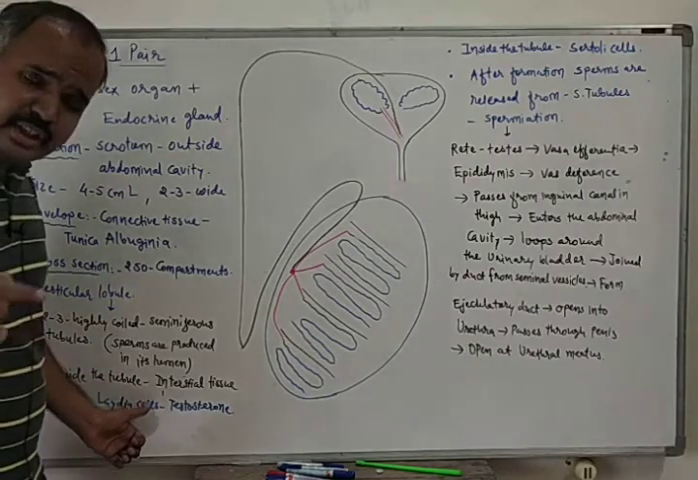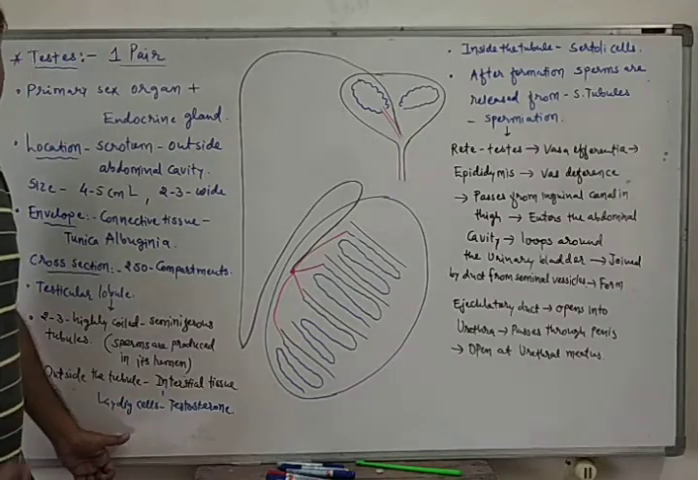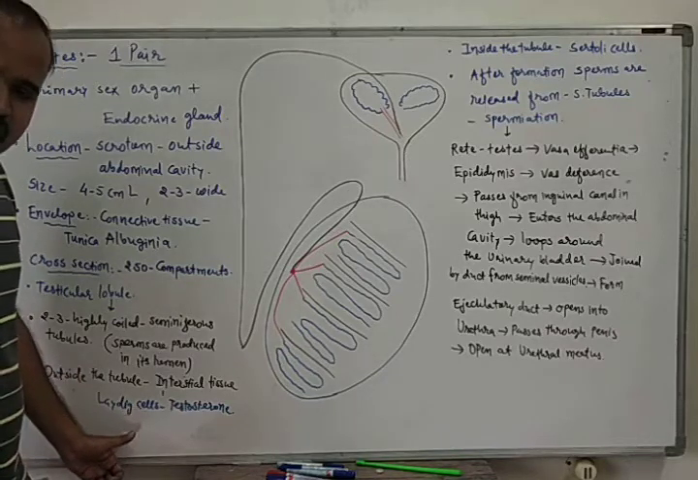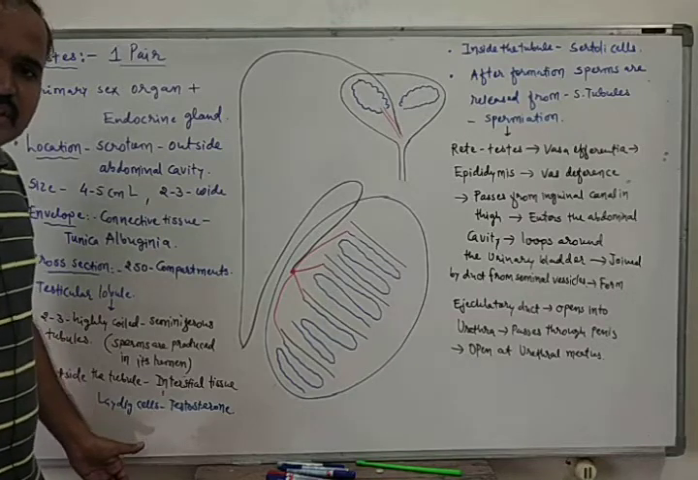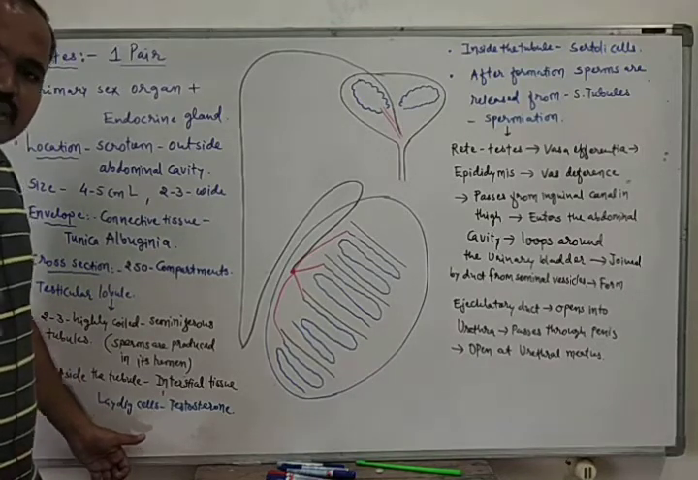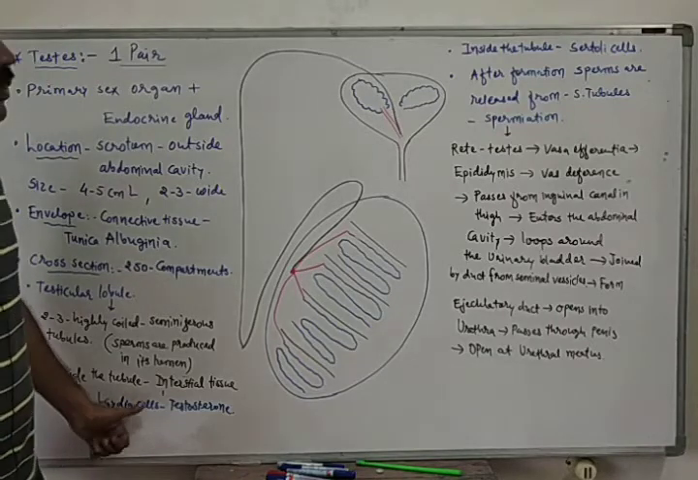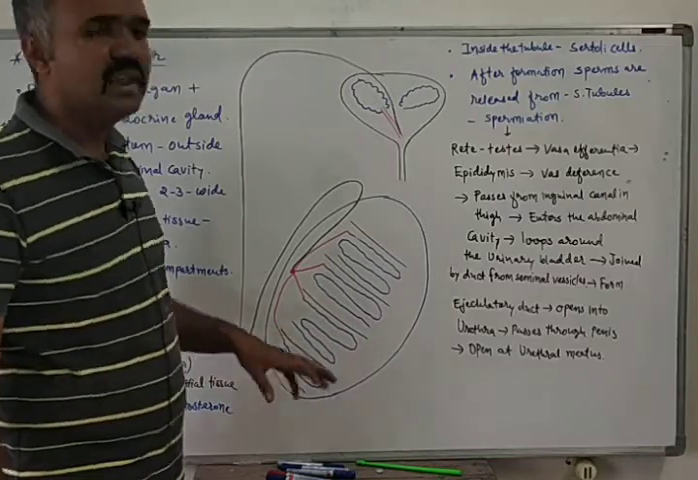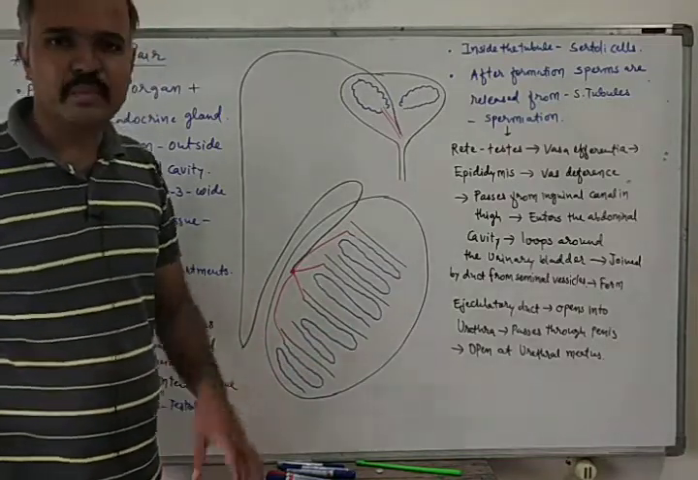the interstitial tissue is there, and in this interstitial tissue Leydig cells are present. These cells release testosterone, and testosterone initiates spermatogenesis inside the tubule. Inside the tubule, another cell is also there, known as Sertoli cells, and these Sertoli cells give nourishment to the developing sperm during spermatogenesis.